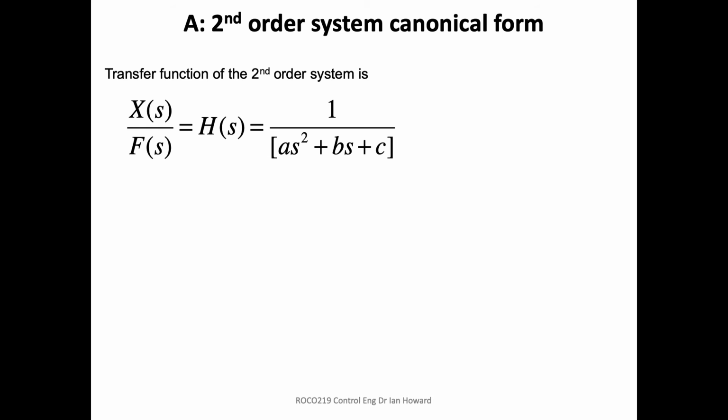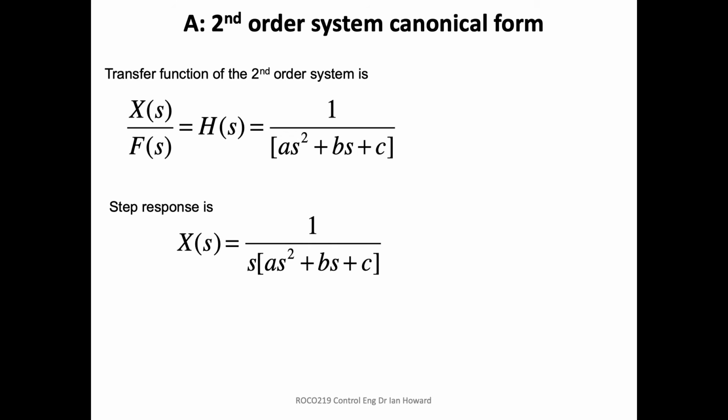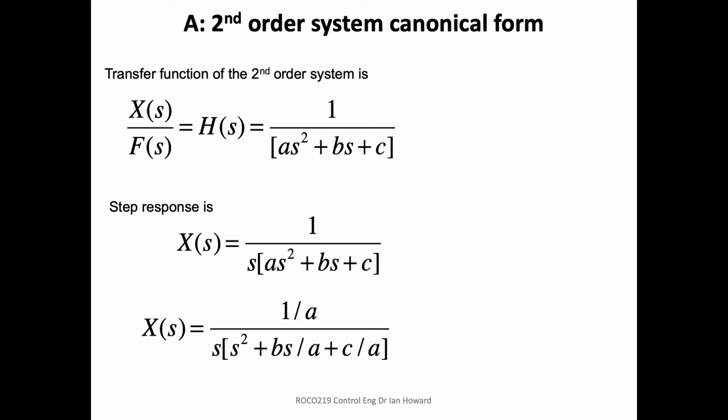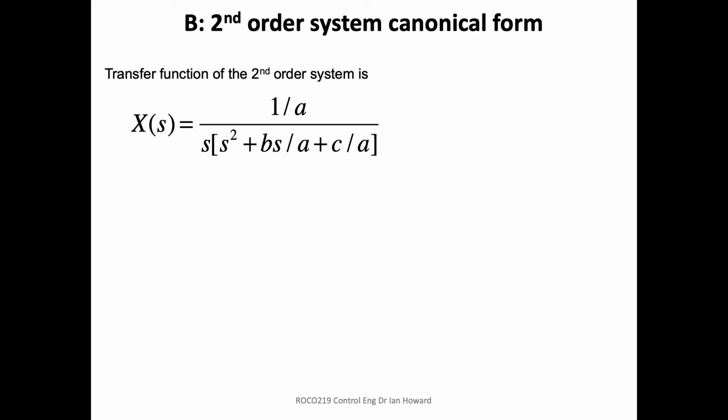The transfer function is then x of s divided by f of s, the driving force, and we end up with 1 divided by as squared plus bs plus c. Now, if we drive that with a step, then our x of s is going to be a 1 over s function. So we need to multiply that all by 1 over s in order to get the response. And then we can divide through as we see fit in order to get rid of the scaling factor in front of the s squared.